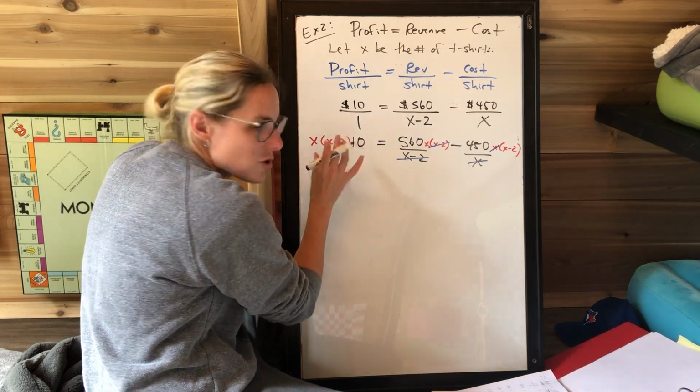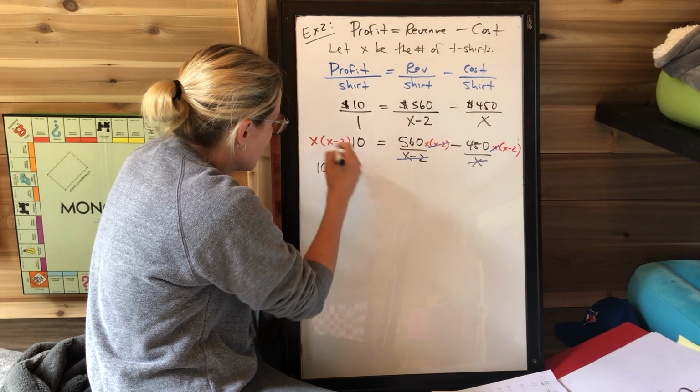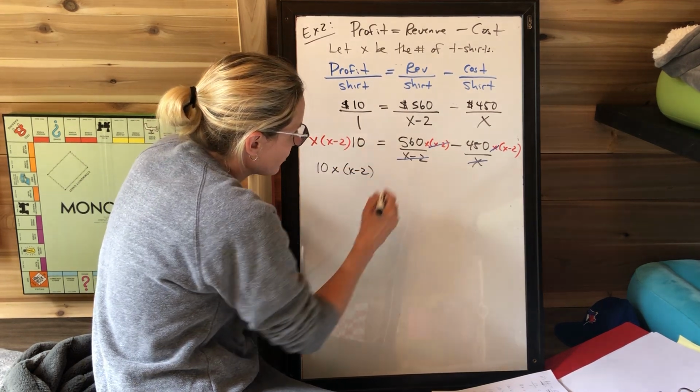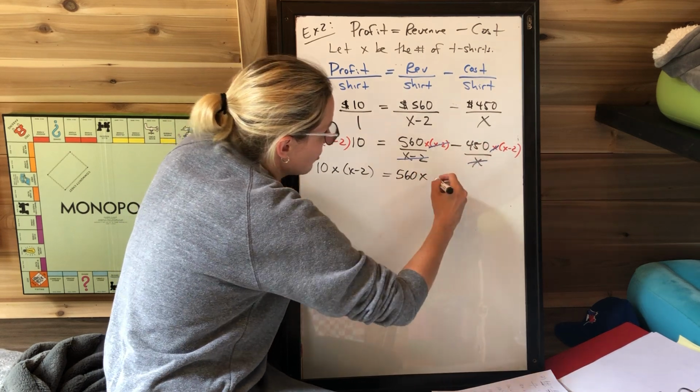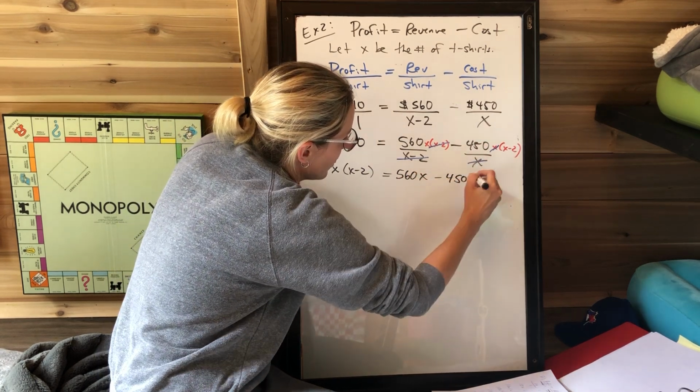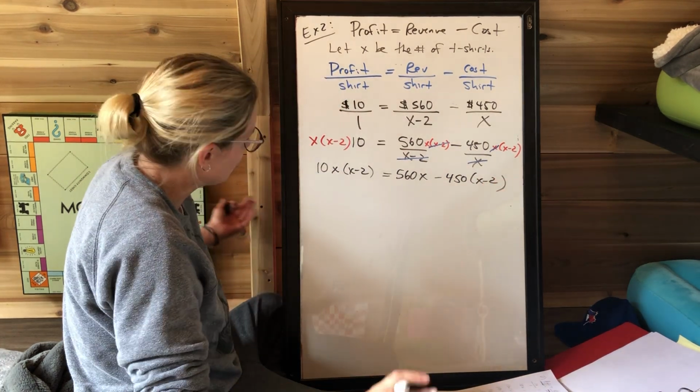Multiplication is commutative. It doesn't matter what order you do it in, so we'll do it in the order that we like better. 10 times X minus 2. On this side, we're just left with 560 times X. And here we're left with 450 and the X minus 2. Now it just becomes a simple quadratic, and you can choose how to solve it.